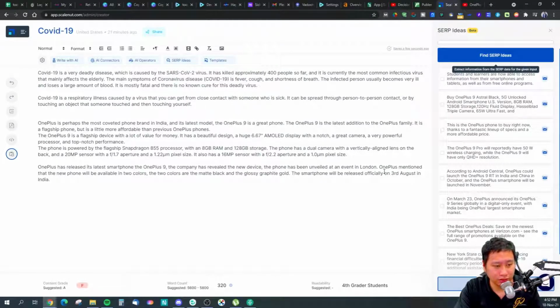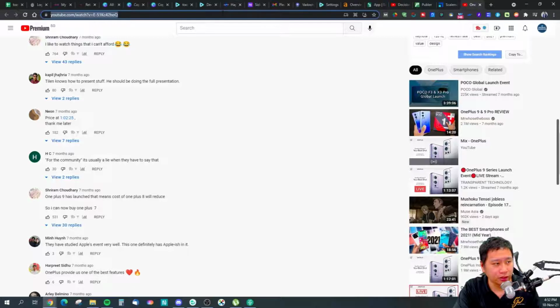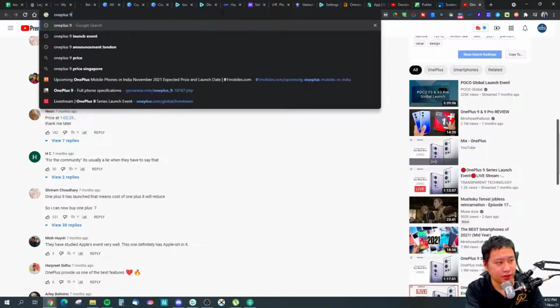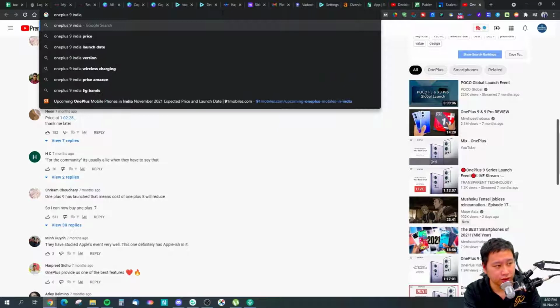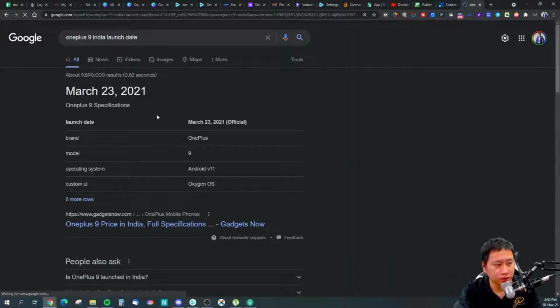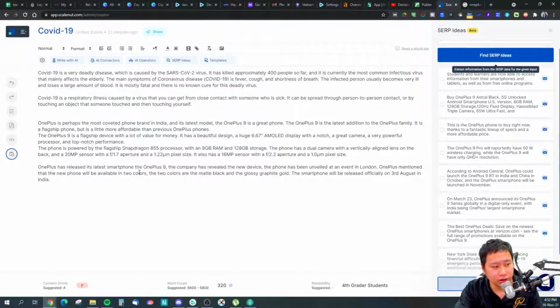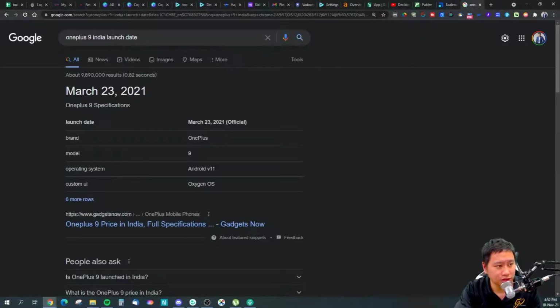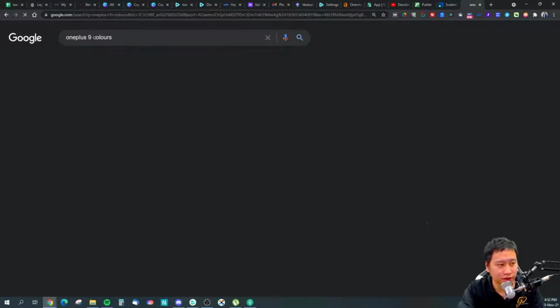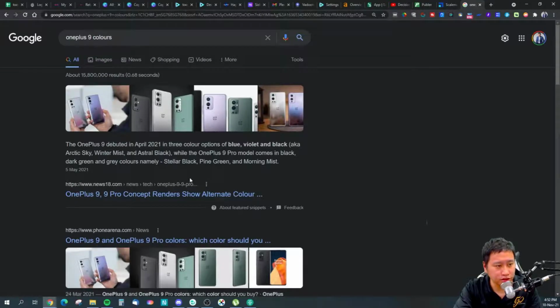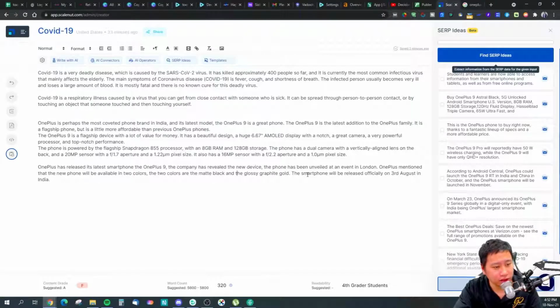So OnePlus, okay, so this is not correct as well. I think OnePlus 9 India launch date. So it's March 23rd, right? So this is not correct. Okay, OnePlus 9 colors. So it seems to come in multiple colors. So there is Stellar Black, Arctic Sky, Winter Mist. So here it says matte black and graphite gold. So that's not correct as well, right?